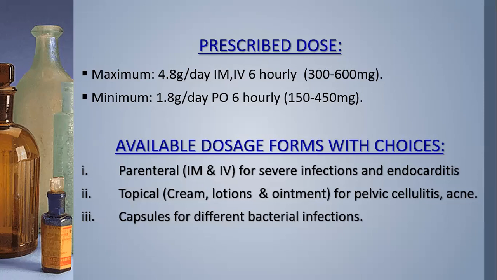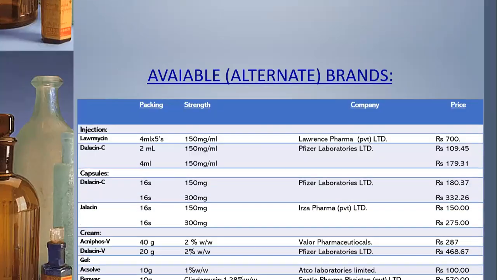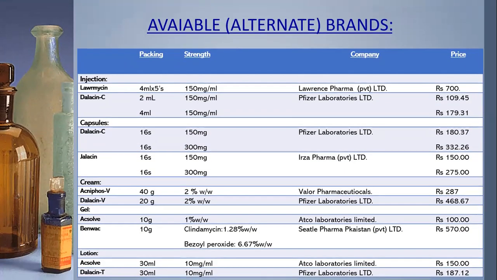Capsules are given for different bacterial infections. Available alternate brands are these, and among them, the most commonly available with low price is Dalsin C. Also, it has patient compliance, and the most expensive one among these alternative brands is Benmoc. It has a high rate of price, so patients mostly prefer to buy Dalsin C as it is commonly available.